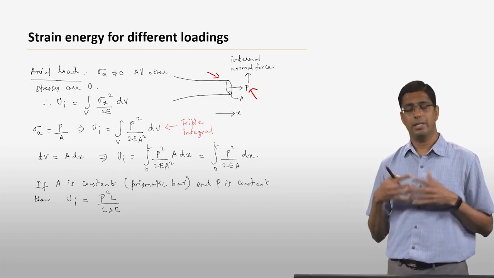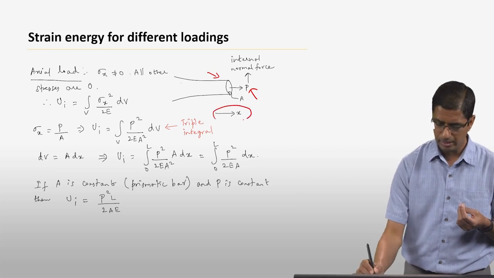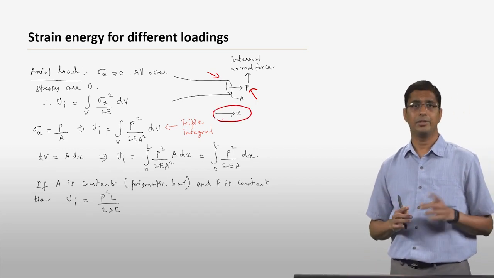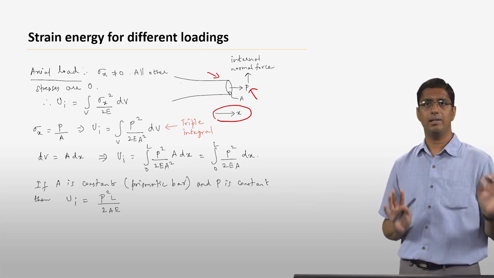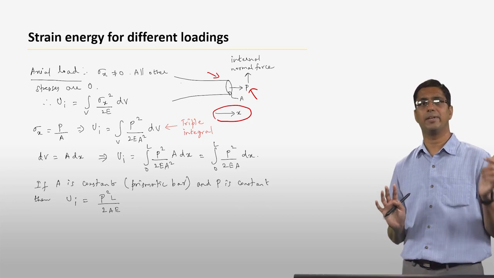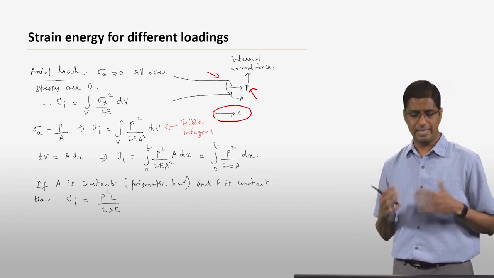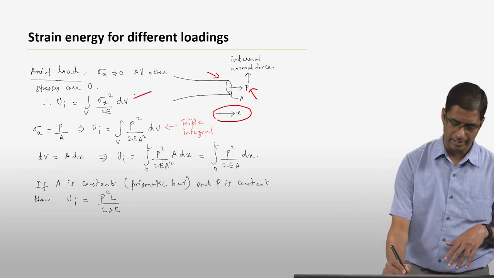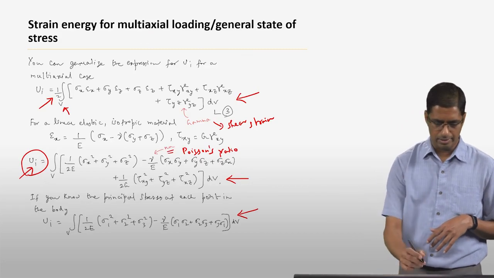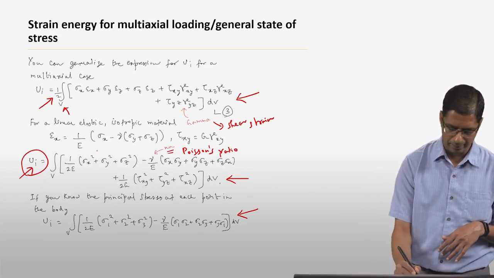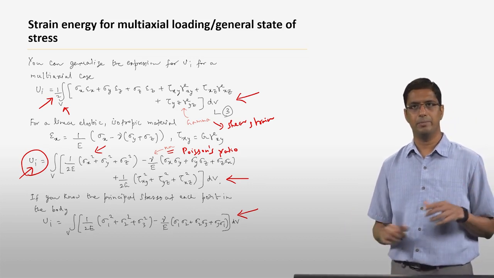Now, when you have an axial load, and let's assume that this is the x-axis, you are going to have only one non-zero stress, which is sigma x. All the other stresses, sigma y, sigma z, tau xy, tau xz, and tau yz, are going to be equal to 0. So in that case, the expression for strain energy reduces to something like this. If you go back, this is the expression for your strain energy, and all the other stresses are 0, so only the sigma x squared term remains.